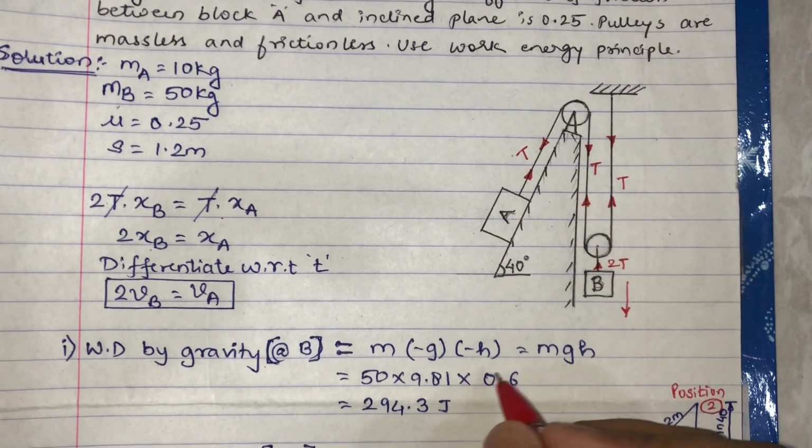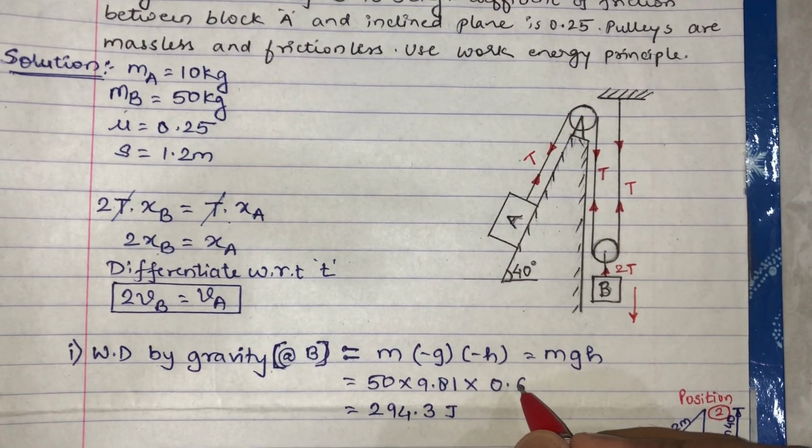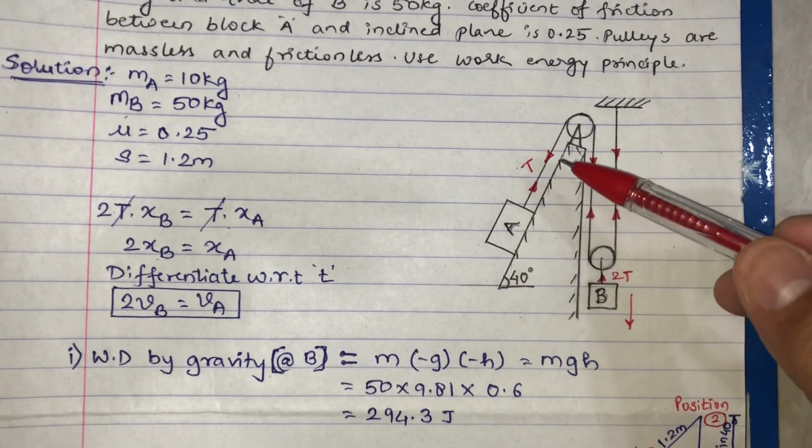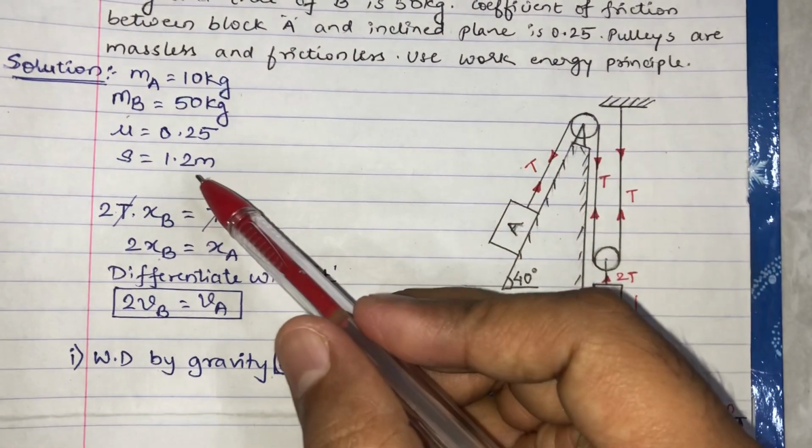Now h equals 0.6. How did we get this value? As we see from here, it is covering a displacement or distance of 1.2.